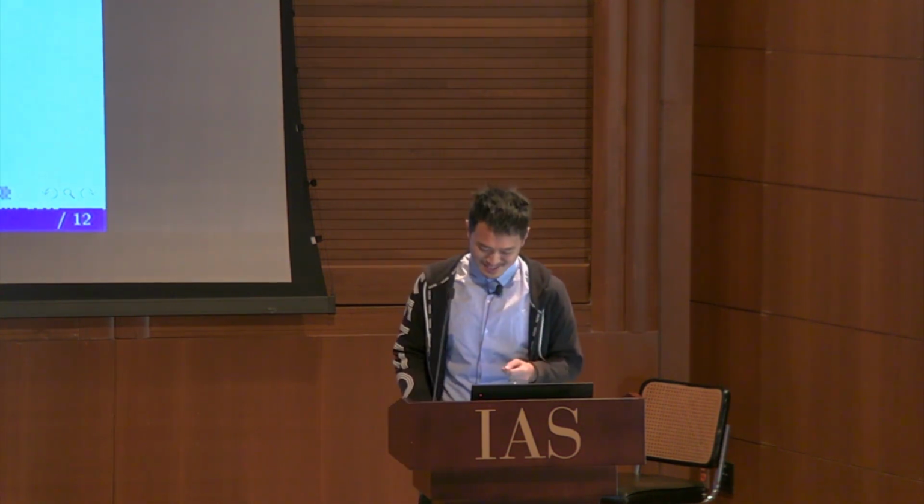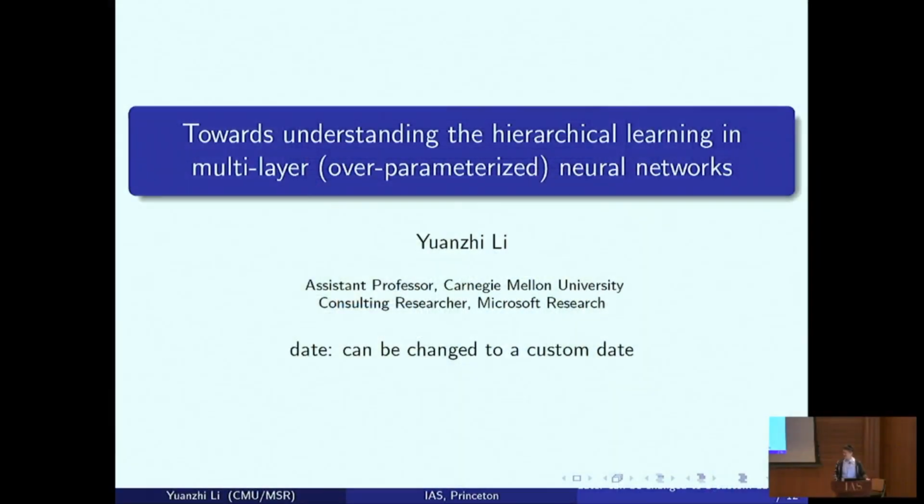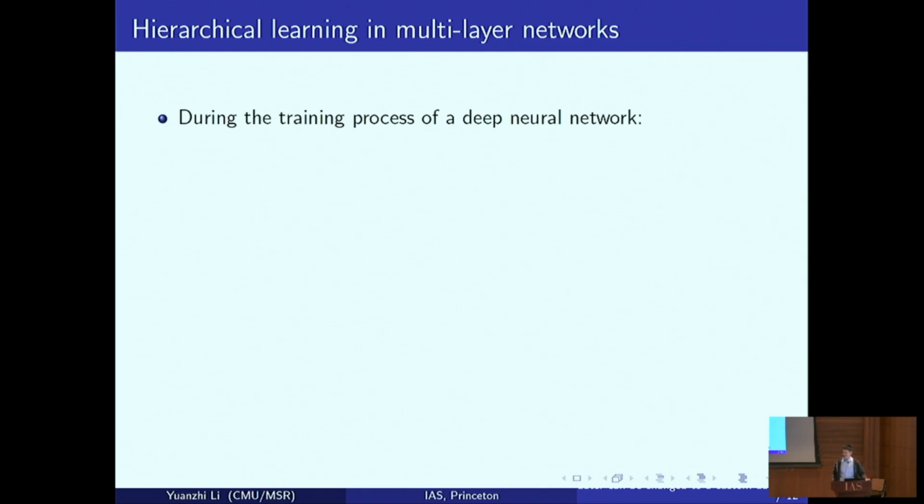And as usual, this talk is going to be super simple, and I hope everyone can understand and enjoy the talk. There's no concrete math, it's very simple. So the goal of the talk is to understand the hierarchical learning process in multi-layer neural networks. So what is hierarchical learning in a multi-layer neural net? It just goes like this.